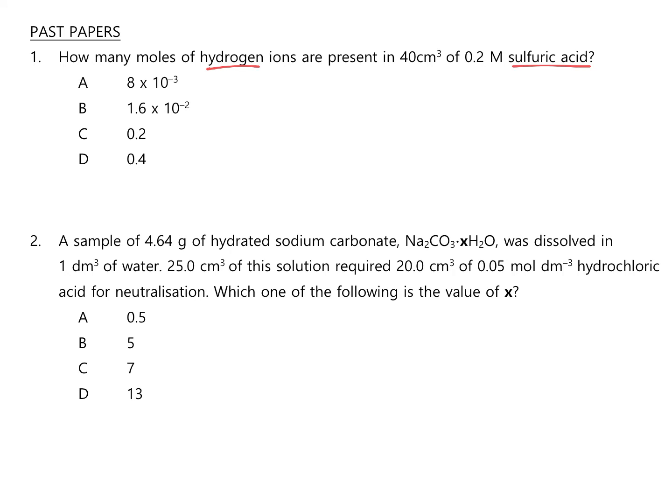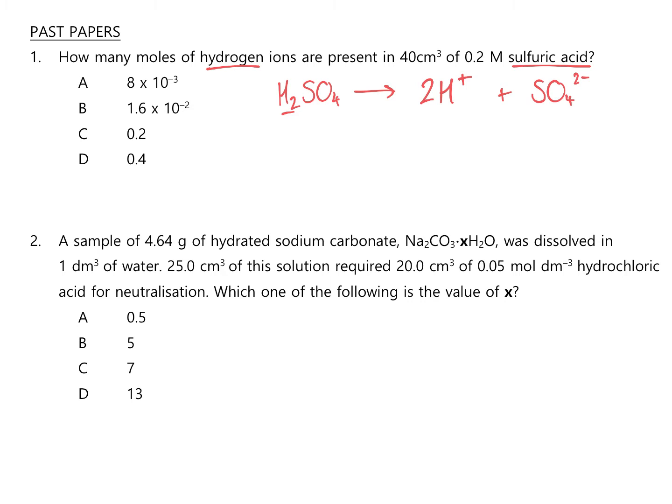What you need to think here is the formula of sulfuric acid is H2SO4. So you need to write an equation for the dissociation of sulfuric acid in solution. It's going to produce hydrogen ions, H+, and sulfate ions, SO4 2-, but then you need to balance that. And you can see, because the formula of sulfuric acid is H2SO4, that you need to put a 2 in front of your H+ ions.